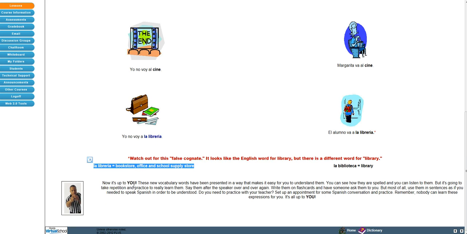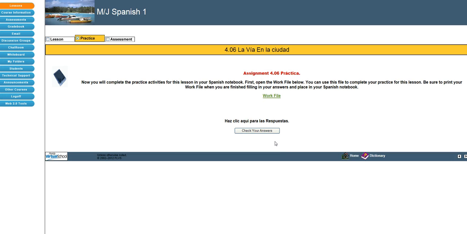Okay, so it's up to you now. You have to practice these. You have to make flashcards. You can't just look at them, write them down once, and move on. So you need to speak them over and over again, have somebody else quiz you on them, play some games, check the internet for some flashcard games if you need to, but you need to memorize those.